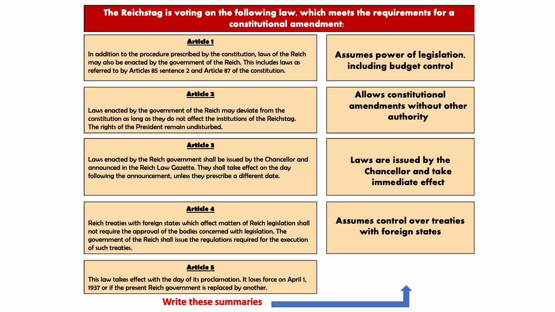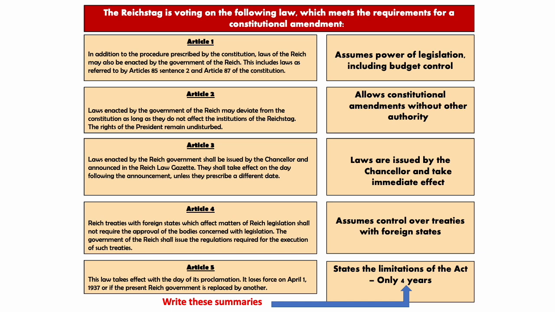Article 4 says that he assumes control over any treaties, particularly with foreign states. Now, the first thing you should be thinking there is, what is he now able to get rid of? Hopefully you're thinking to yourself the Treaty of Versailles, of course. So now he can, because of the Enabling Act, get rid of the Treaty of Versailles, stop paying the reparations, start rebuilding an army and an air force, and all of those things that the treaty said you couldn't do. Marvellous.